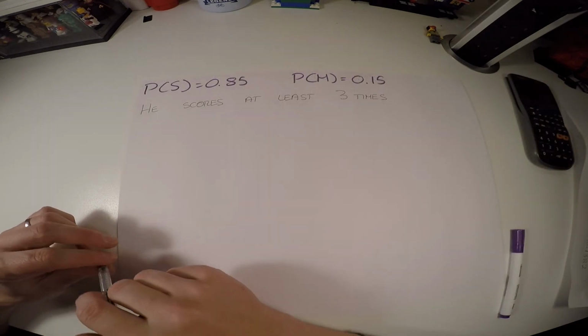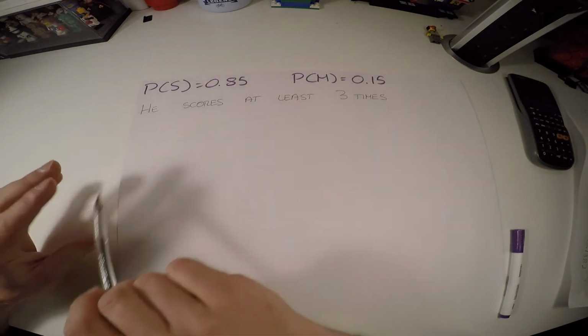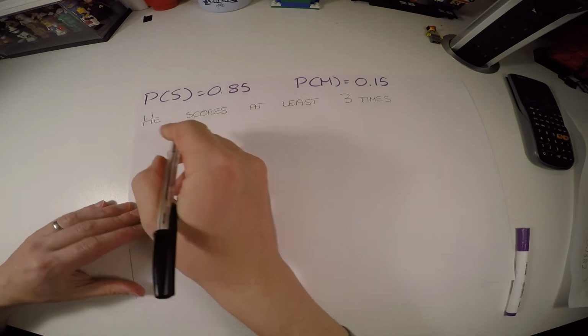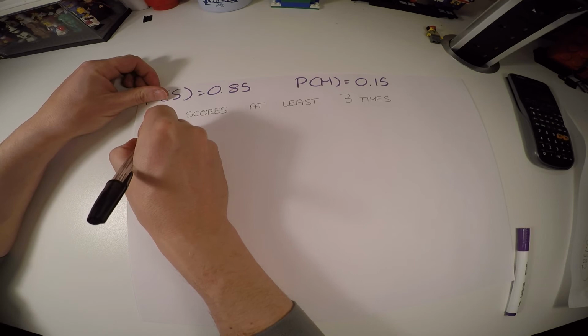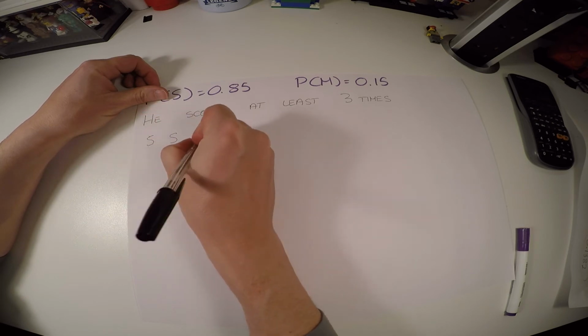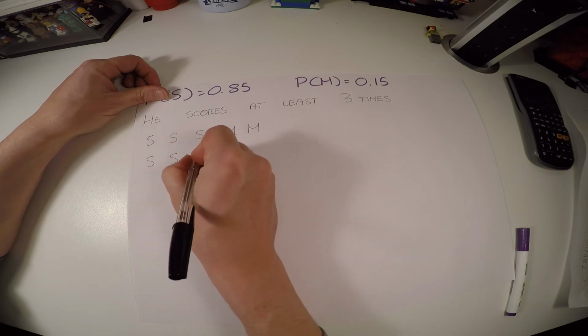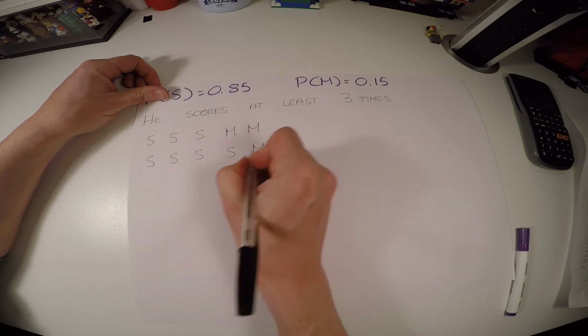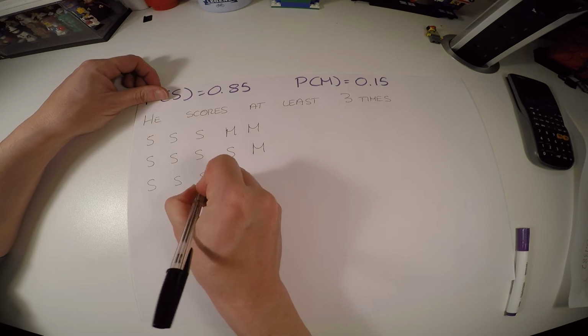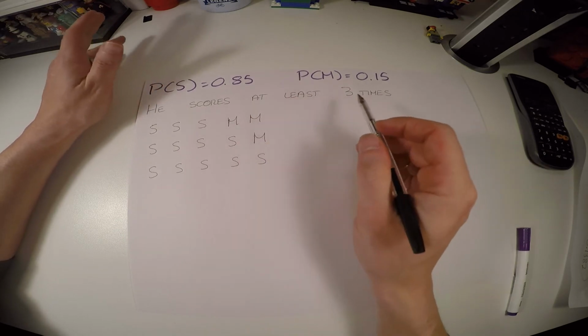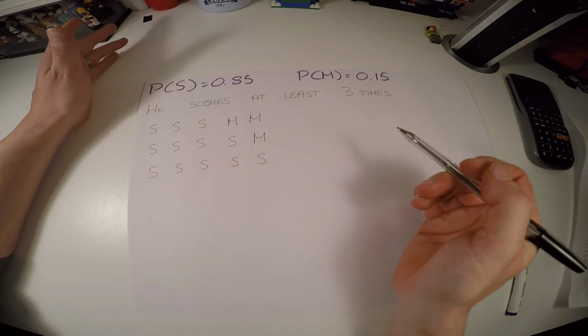So the final part of A says he scores at least 3 times. So let's think about that. He has to score at least 3 times. So that means he can score 3 times and he can miss twice. He can also score 4 times and miss once, and he can also score all 5 times. These are all the acceptable scenarios where he scores at least 3 times. He scores 3 times, 4 times, or 5 times.